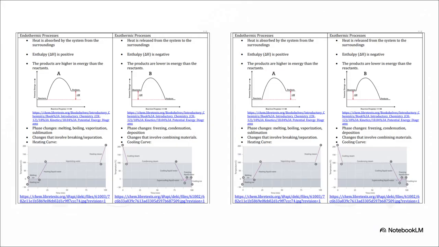Now, don't get bogged down by all the details on these graphs. Just look at the shape. It's like a hill. Endothermic processes are an uphill battle. They have to suck in energy from their surroundings just to get going. Exothermic processes, they're a satisfying downhill slide. They release all that pent-up energy and end up in a much more stable, lower energy state.